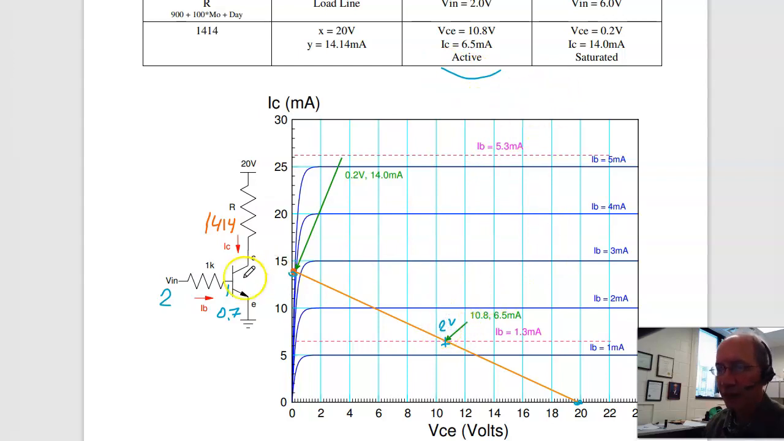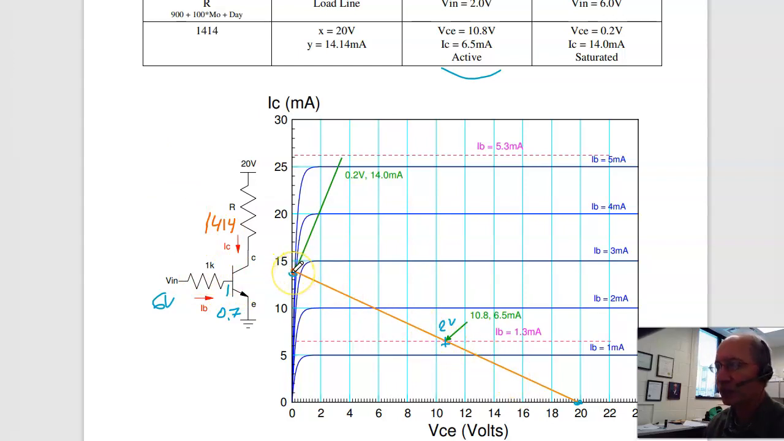When I'm at 6 volts, I have 5.3 volts across 1K, 5.3 milliamps. That intersects the load line way over here. I can't go negative. That's physically impossible. If I go negative, I'm producing energy, and a piece of silicon can't do that. So moving along the load line, I can never go negative.